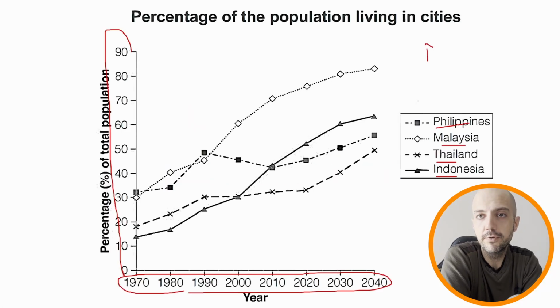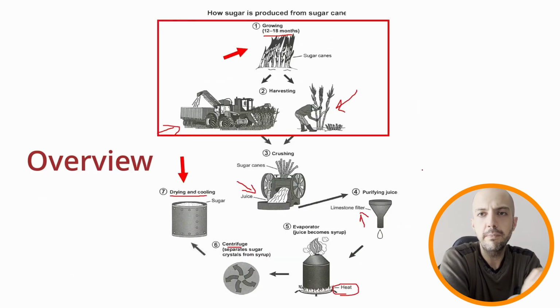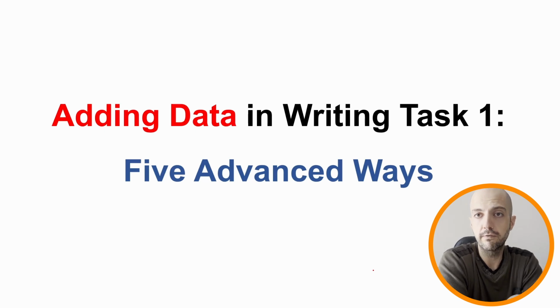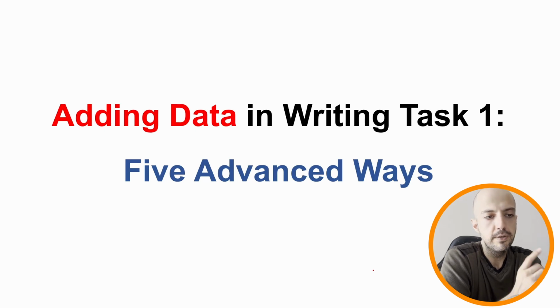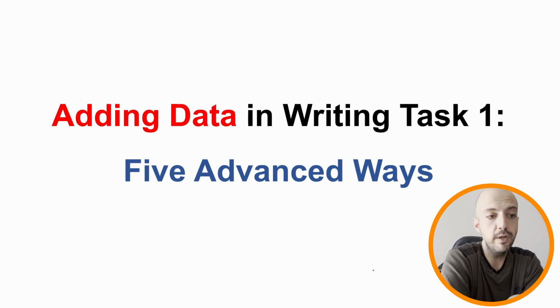I've written many samples for writing task 1 for different question types, tables, graphs. But from now on, I want to focus mostly on writing itself, the process of writing, and some phrases and chunks that you might find useful in writing task 1. So today, I will be talking about 5 different ways to present data in writing task 1.